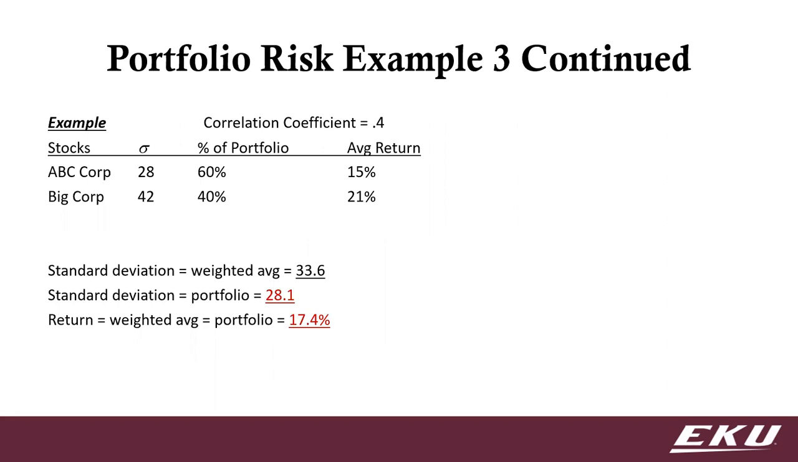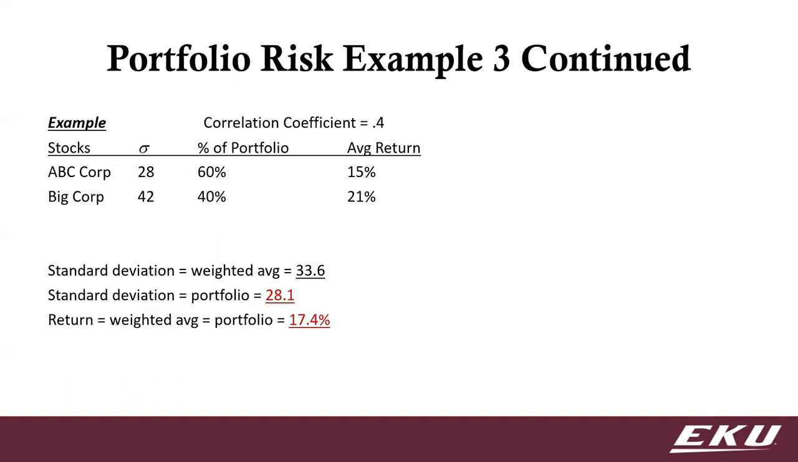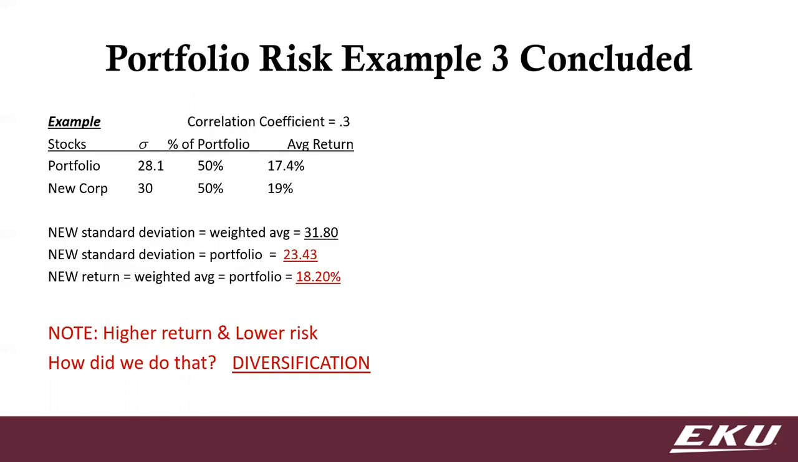Yeah. So you see the standard deviation of the portfolio, and then the expected return of the portfolio. And so the correlation coefficient, what if it were to be 0.3 instead of 0.4? You see that the standard deviation is lower, and the return itself is actually higher, because it was 17.4, now it's 18.2. It was a 28.1 standard deviation, now it's 23.43. And it's because since they're less related to each other, my portfolio gives me more of a diversification benefit.